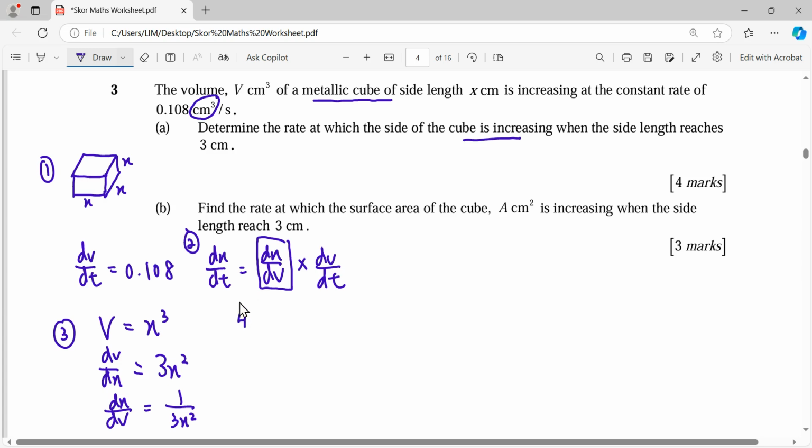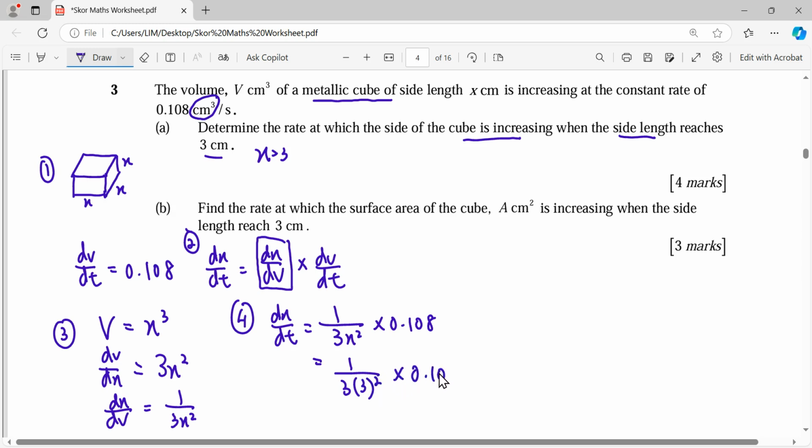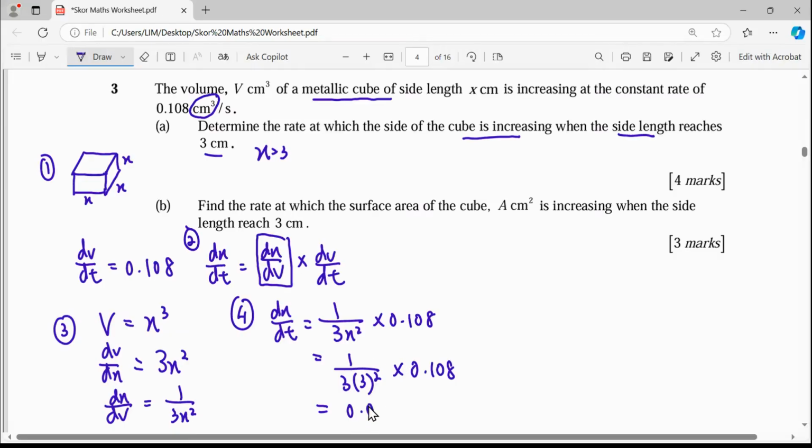Then number 4, we want to find the answer. We substitute inside the chain rule. And then what is the x here? They say the side length reaches 3 cm, which means x is equal to 3. So here we have 0.004. This is cm per second.